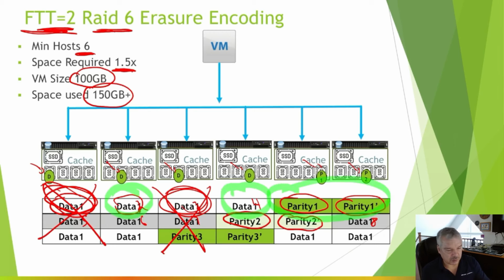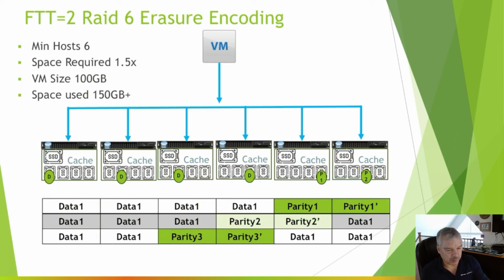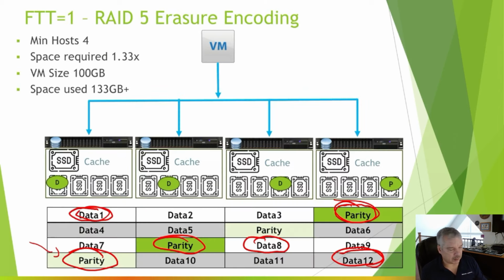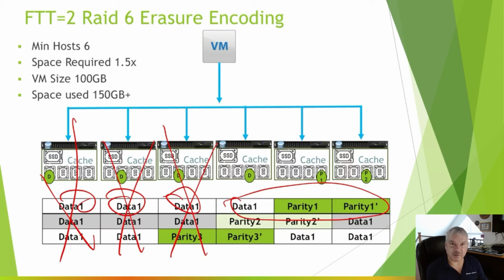If I lose more than this, if I lose 3, I cannot calculate all those by looking at these. Same thing back here with RAID 5. If I lose 1, I'm okay. If I lose 2, I'm dead in the water. I can't calculate all those failures. So that's RAID 5 and RAID 6.